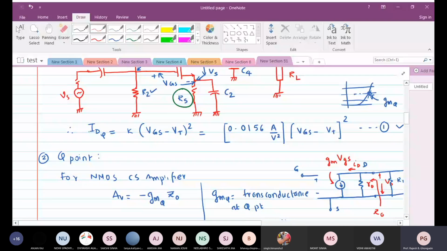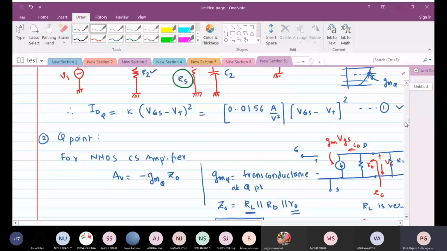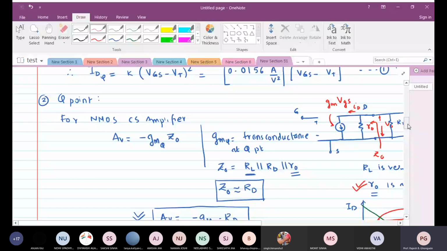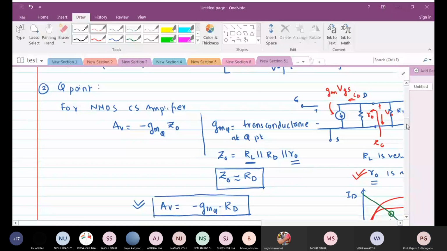We start with this equation: IDQ is equal to K times (VGS minus VT) squared, and we number this as equation number 1. Now the second step was to fix the Q point. Since we are talking about a small signal amplifier application, the Q point selection becomes the very first and important step. For NMOS we know that the voltage gain is given with this formula.